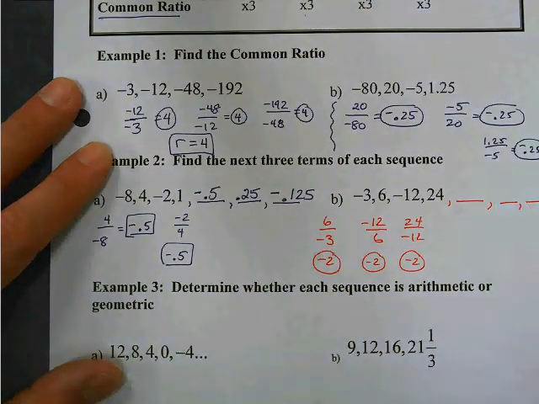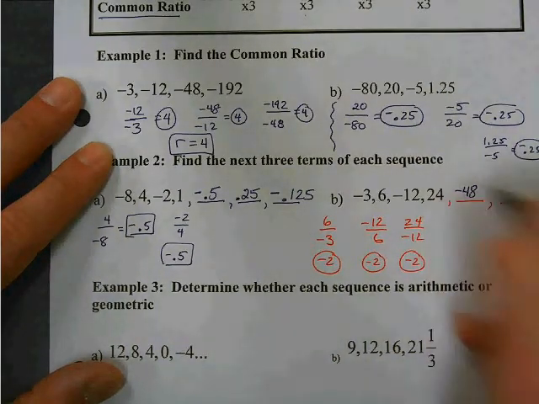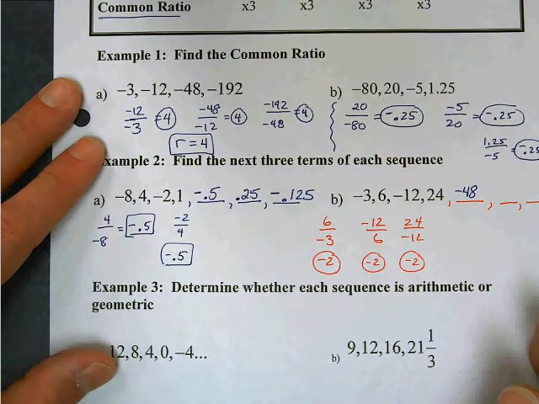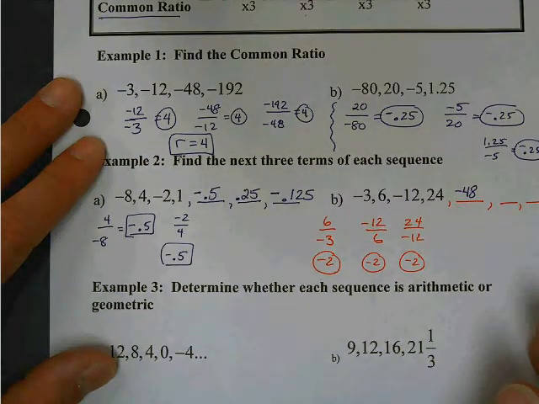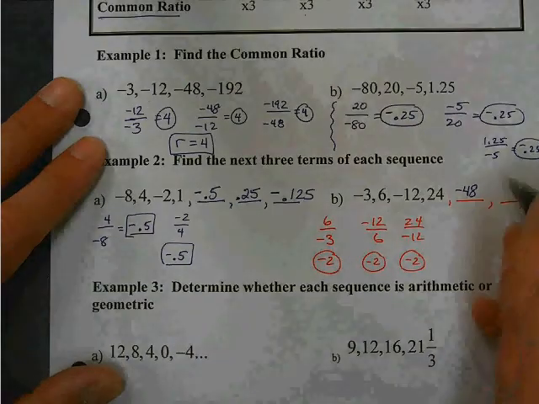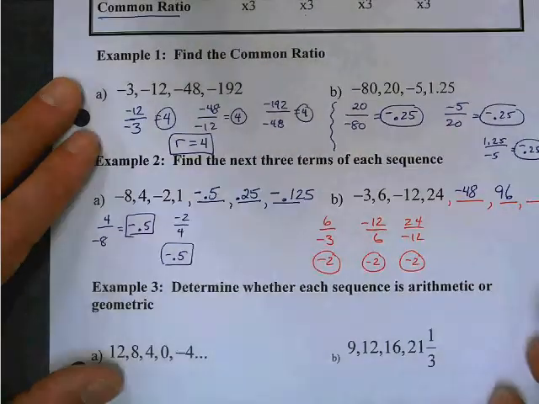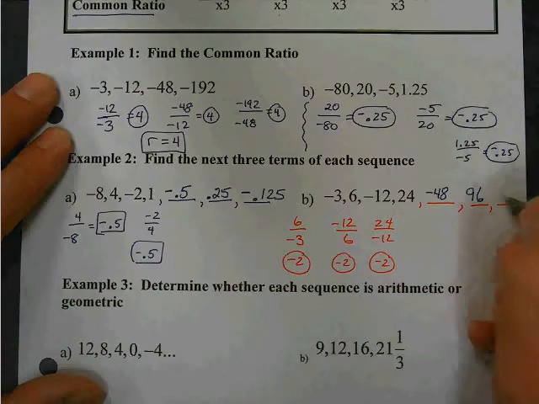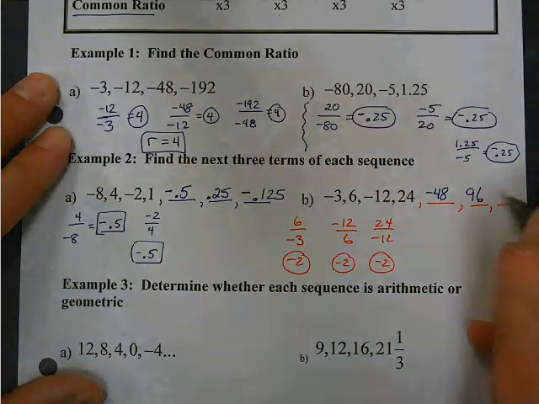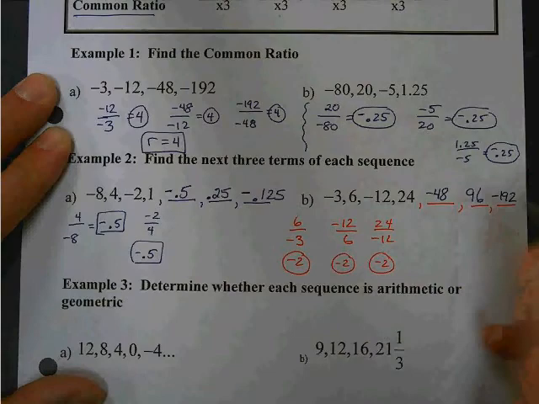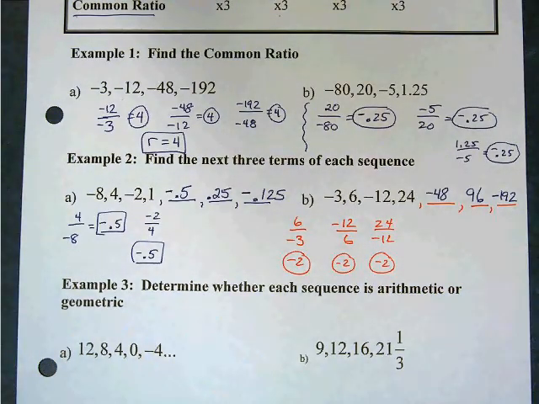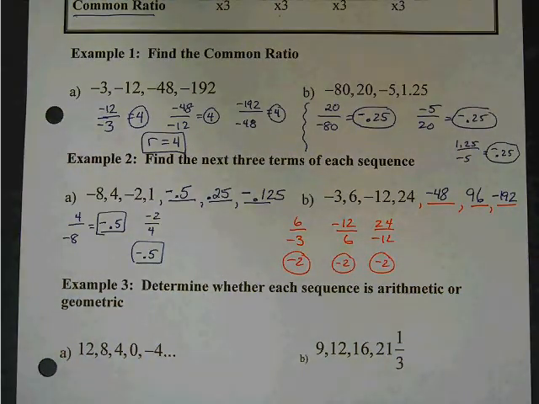24 times negative 2, I can do that in my head, negative 48, times negative 2 again. 96. And times negative 2 again. Negative or positive? Negative 192. So on A, we have a sequence that goes down. On B, we have a sequence that goes up. Very similar common ratios.